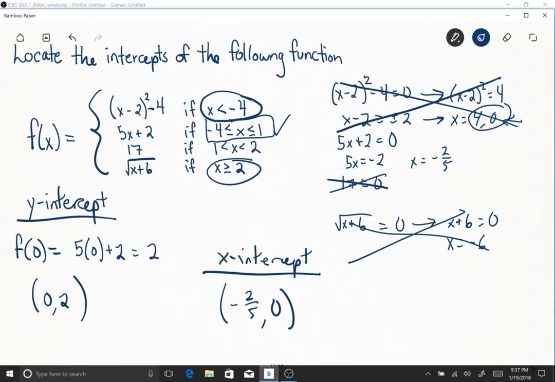Just because I had one of each here doesn't mean that's going to be the case. Sometimes you can have neither. You might not have a y-intercept nor an x-intercept. Sometimes you might have 10 x-intercepts and one y-intercept. Sometimes you might have just one y-intercept, no x-intercepts. So all those scenarios can happen. Just be aware of how we looked back at that original problem.